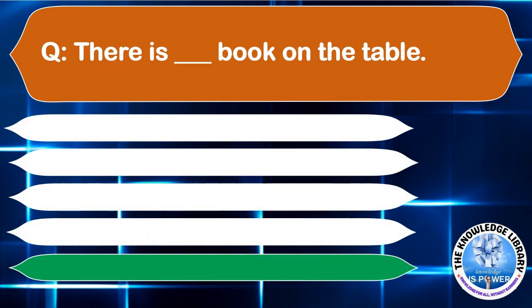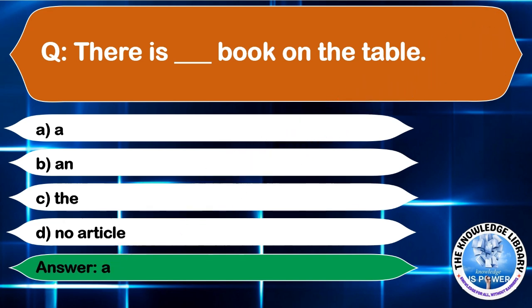There is dash book on the table. Option A, a. Option B, an. Option C, the. Option D, no article. The correct answer is option A. Moving to the next question.